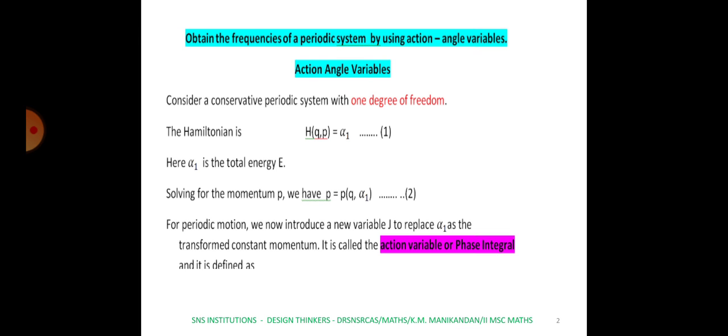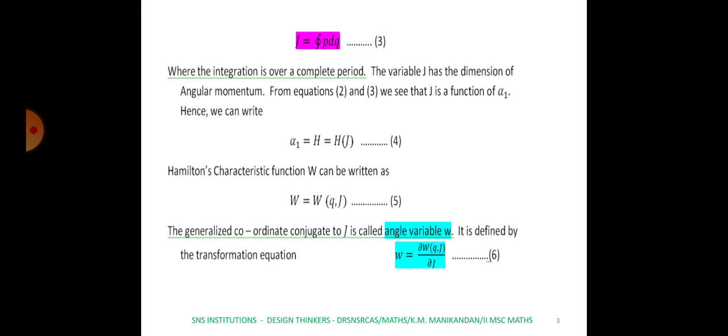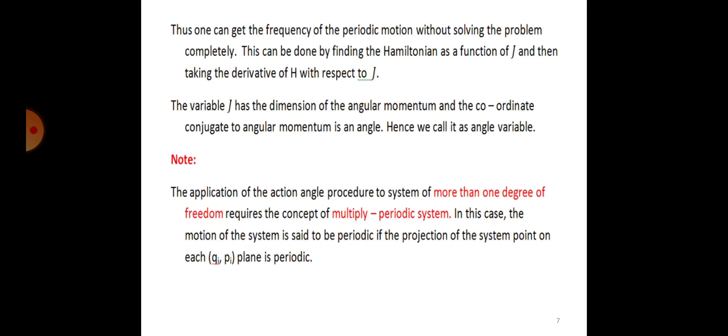Suppose the system has more than 1 degree of freedom, what will we do? So now here the application of the angle variable procedure to a system of more than 1 degree of freedom requires the concept of the multiply periodic system. Here in this case we are considering the simple periodic system. When the degrees of freedom is more than 1, we consider the multiply periodic system. Now here in this case the motion of the system is said to be periodic if the projection of the system point on each coordinate plane qi, pi is periodic.